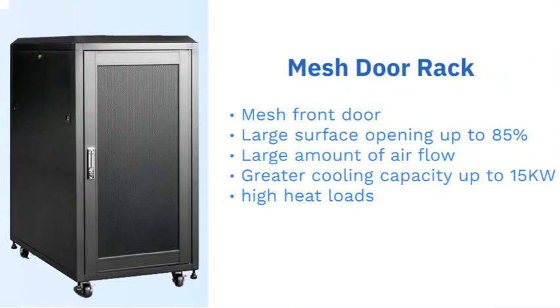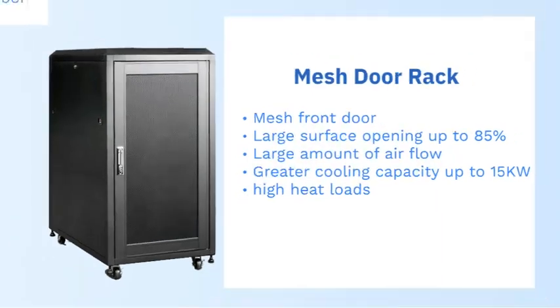Mesh door four post rack. In this rack, the front door is made of mesh. So it has a large surface opening of up to 85%. That's why it provides more ventilation, and they are more prone to dust. They provide very low noise proofing, and they have a large amount of airflow. They have greater cooling capacity, up to 15 kilowatts, and they are used for high heat loads. So these were the types of two post racks and four post racks, and the other subcategories of four post racks.